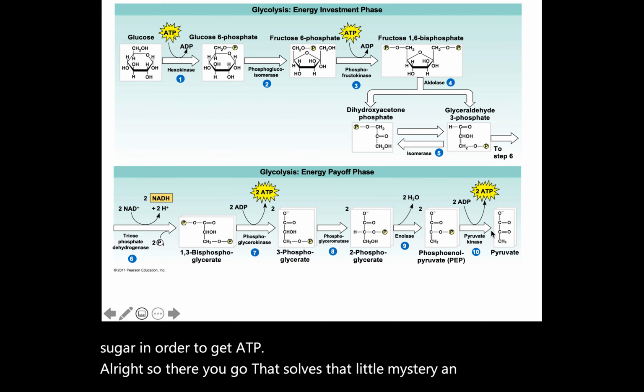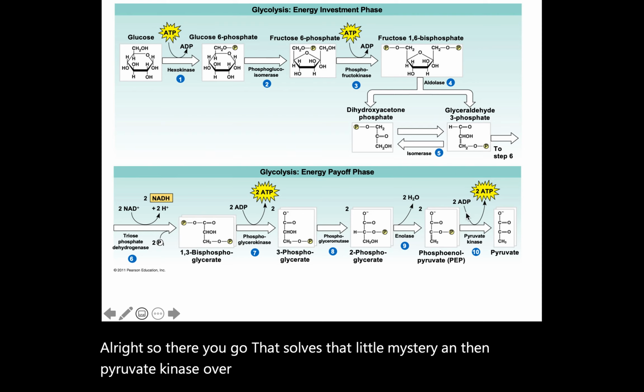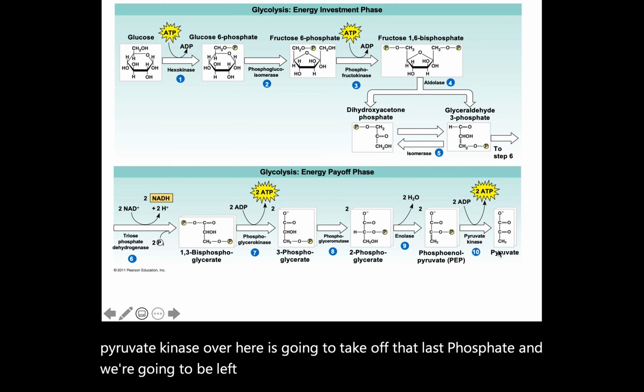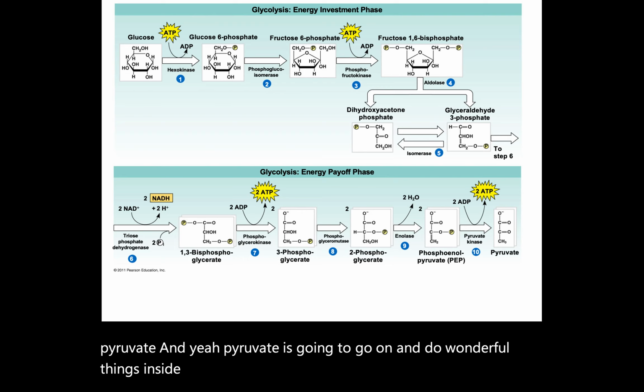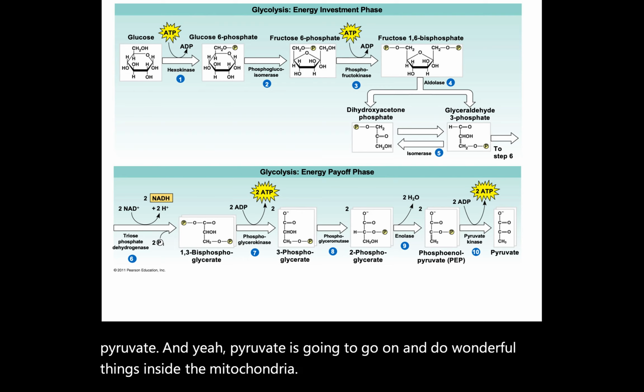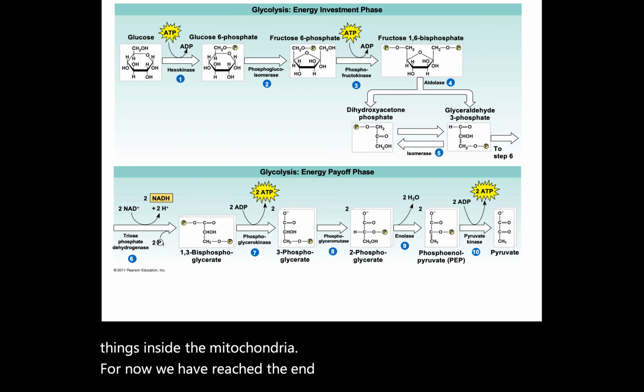And then pyruvate kinase over here is going to take off that last phosphate, and we're going to be left with a plain old 3-carbon chain whose name is pyruvate. And yeah, pyruvate is going to go on and do wonderful things inside the mitochondria. But for now, we have reached the end of glycolysis proper.